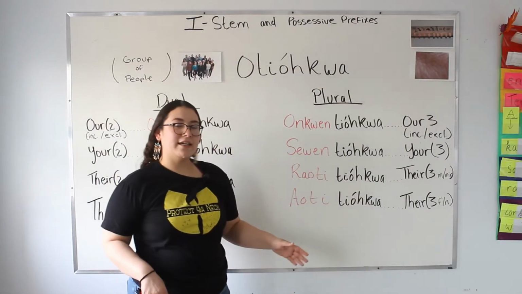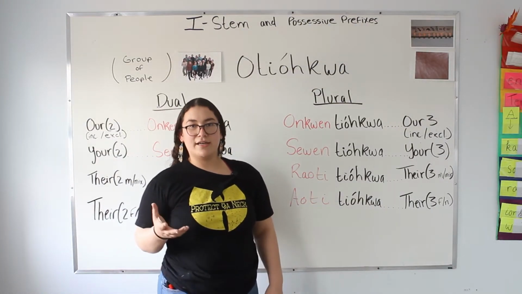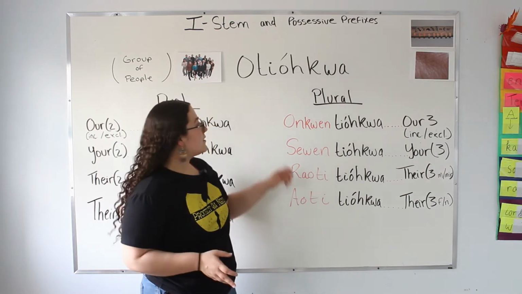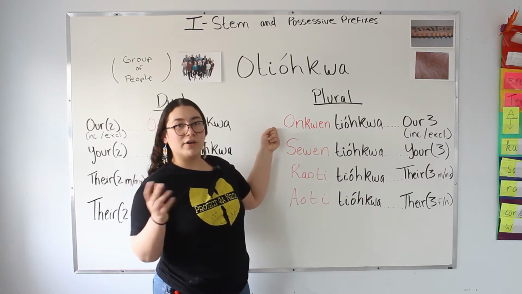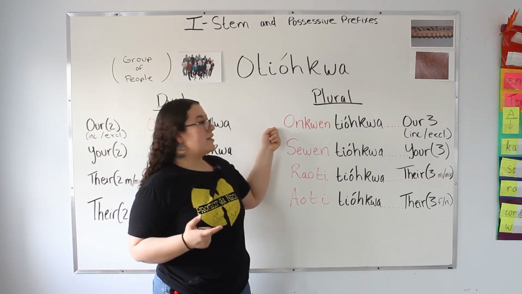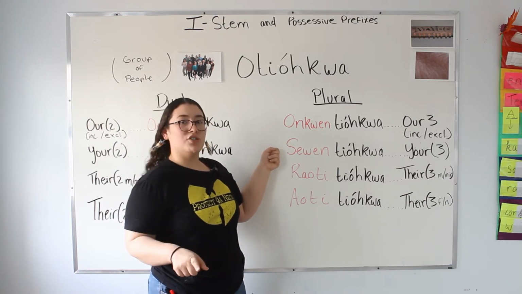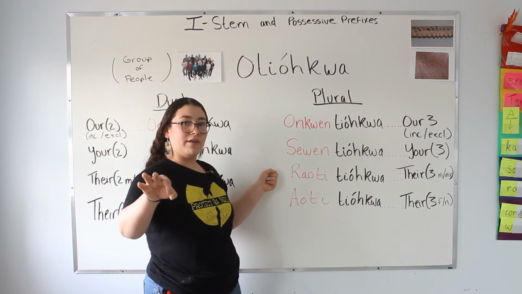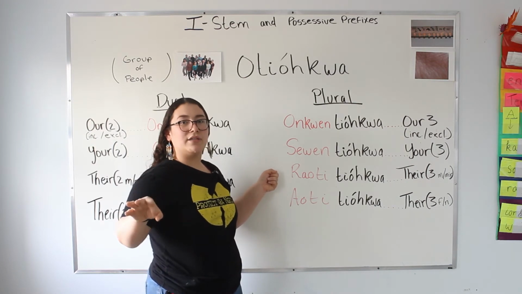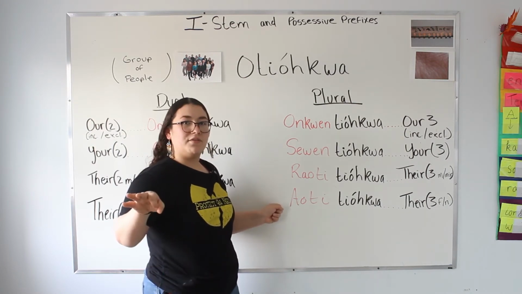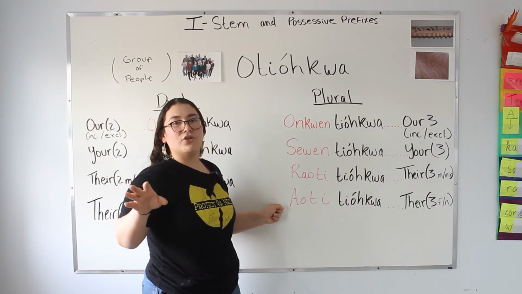And then lastly, looking at plurals when you're incorporating I stem nouns with possessive prefixes, the possessive pronoun for ours, three, is Ungwa, so Ungwa Jokwa. Your three, Zemon Jokwa. Them three males or mixed, Raudi Jokwa. And those three females, or Skanundu, Audi Jokwa.